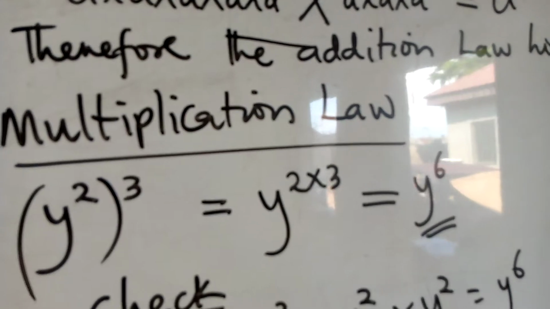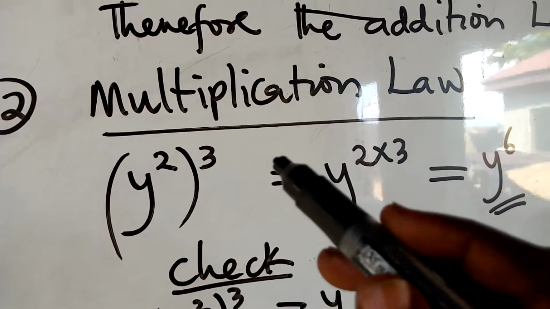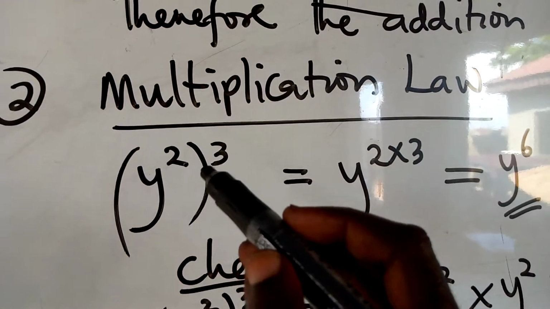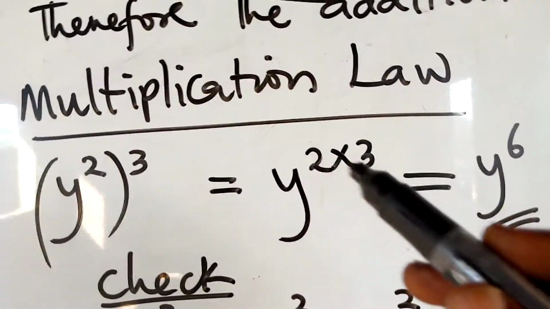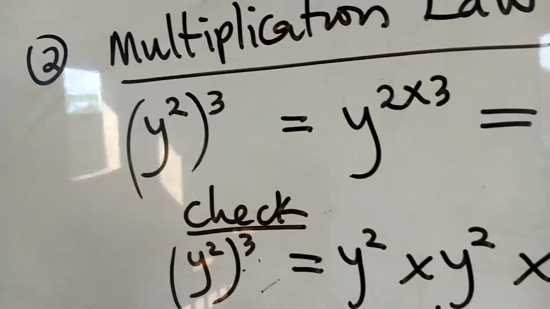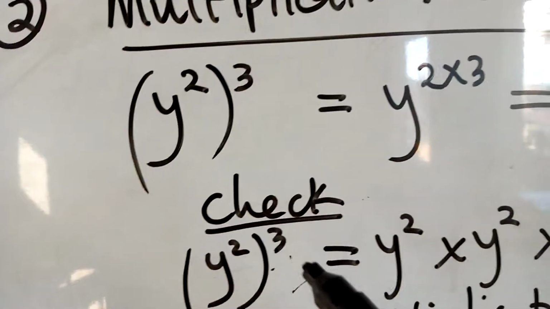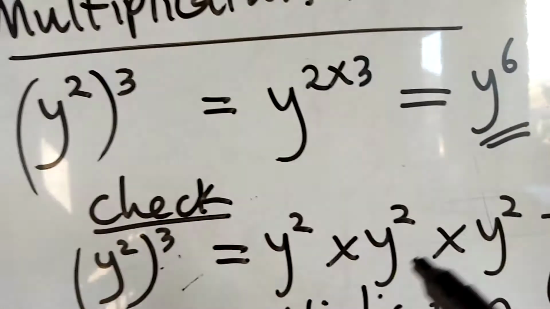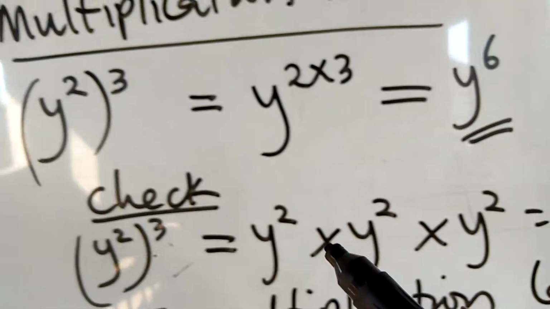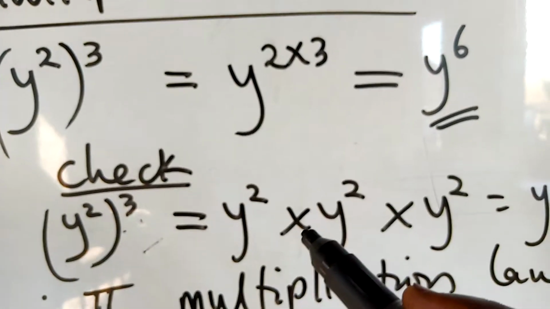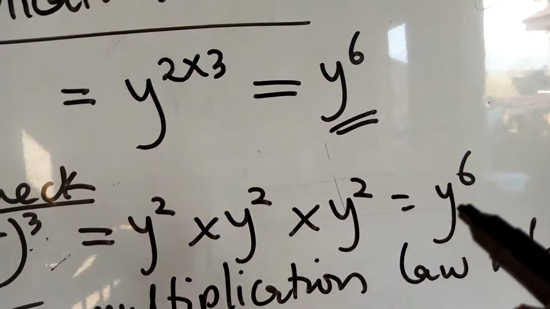Second law, multiplication law. Now when you see y squared raised to power 3, we multiply their powers together. That is 2 times 3 to give me 6. That is y raised to power 2 times 3, which is y raised to power 6. Let's check. Y raised to power 2 bracket 3. That is y raised to power 2 times y raised to power 2 times y raised to power 2. Okay, so y raised to power 2 times y raised to power 2 gives me y raised to power 4.